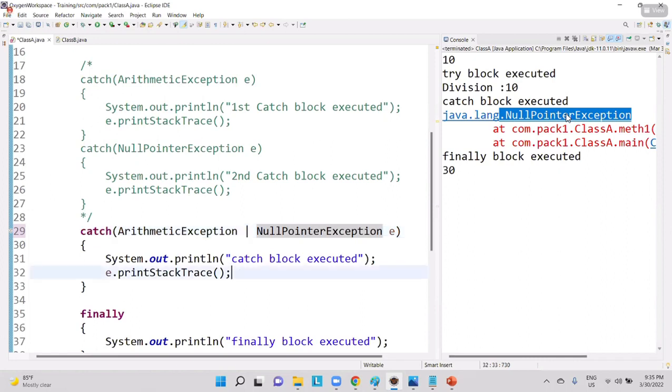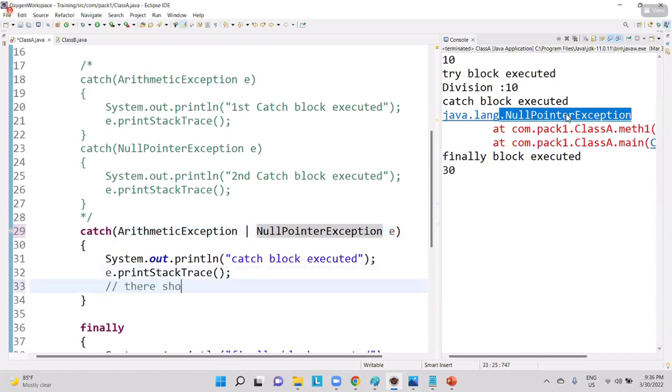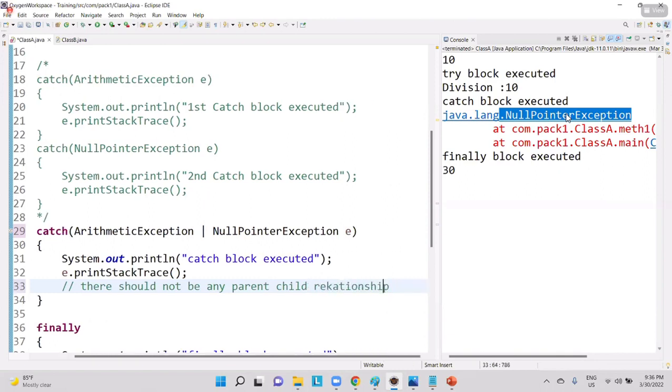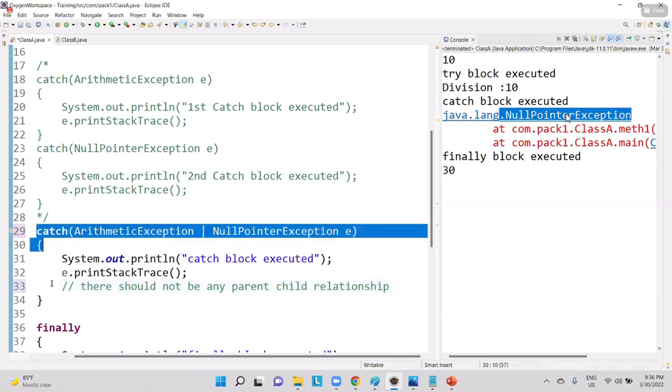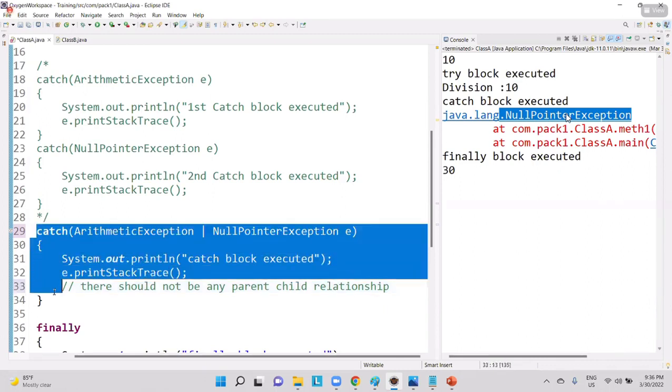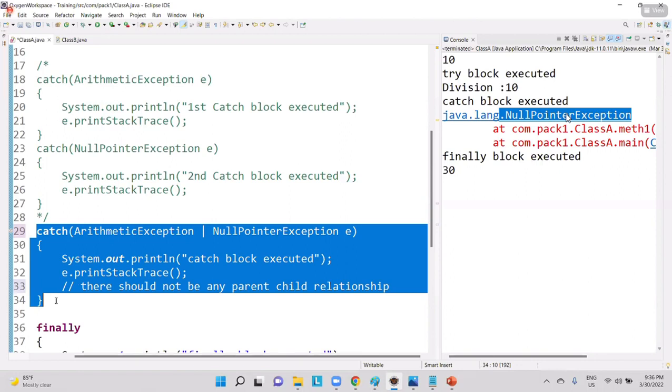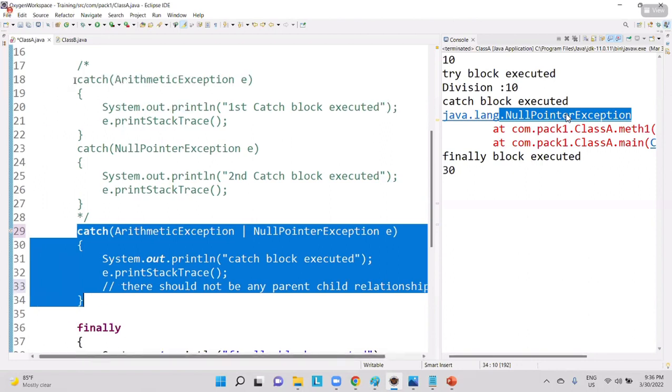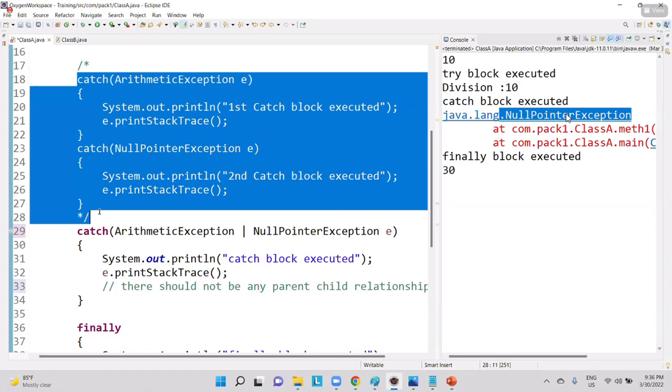So whenever you are trying to handle an exception like this, please make sure there should not be any parent-child relationship. If you want to handle parent-child relationships, then this is not advisable. Am I right or wrong, guys? We need to go with multiple catch blocks.